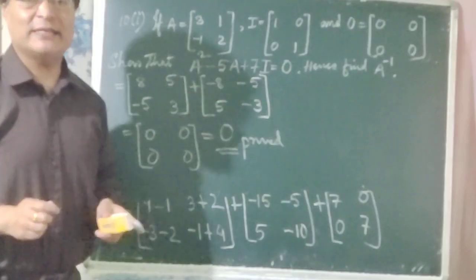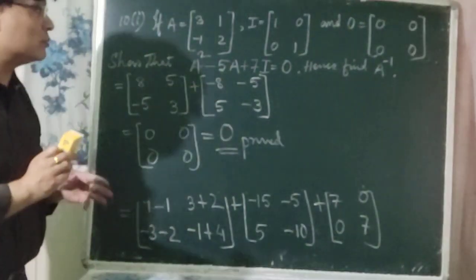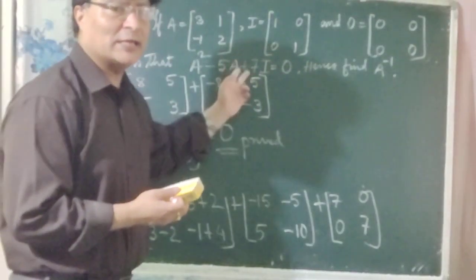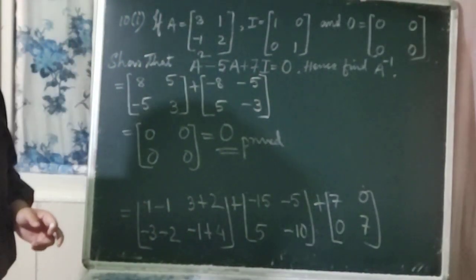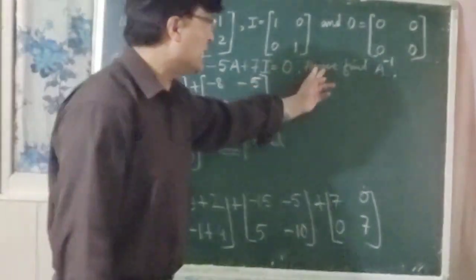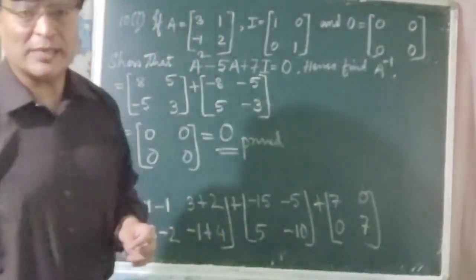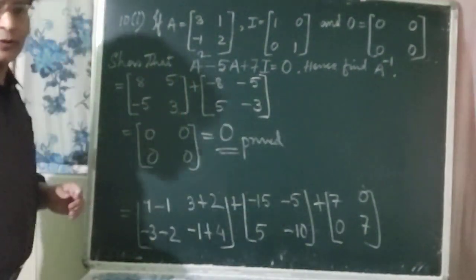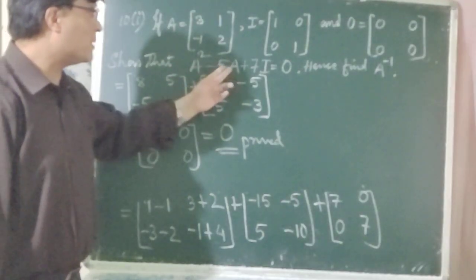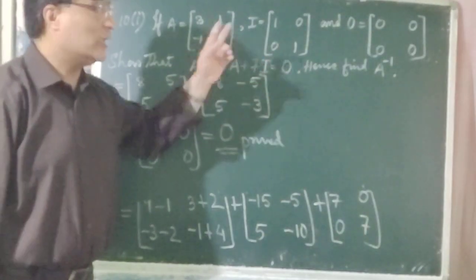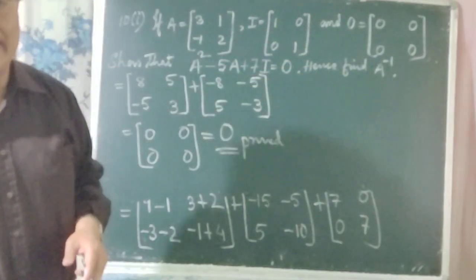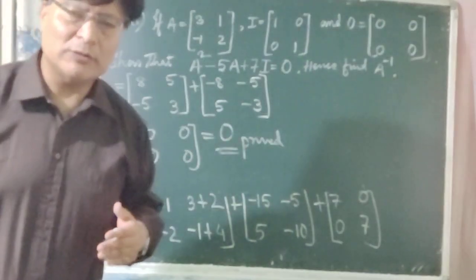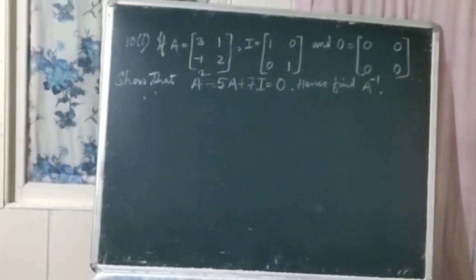Now hence find A inverse. Now you have to use the proved relation. You have to use the relation that is just proved now. Hence you have to find out the matrix A inverse from the relation that we just proved. Now this relation, that is A square minus 5A plus 7I is equal to O, is used to find A inverse. So in the last online class, I told you about the properties.